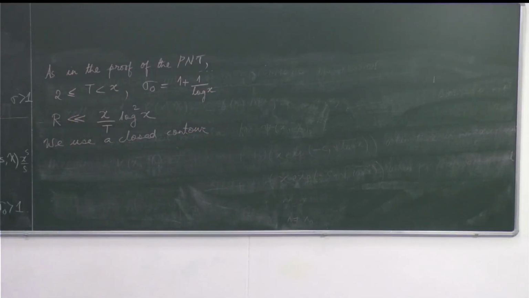We're going to get a rectangle. Which 4 points are you going to take, as in the prime number theorem? You can already see 2 of them, sigma 0 plus it and sigma 0 minus it, and then I need 2 more, which I will choose. But the choice is not something easy. Why is the choice not easy?